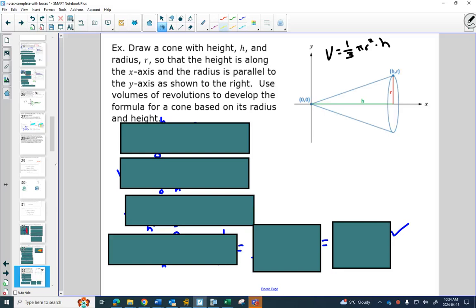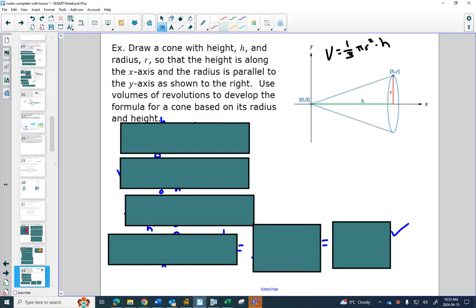So the formula we memorized. Well, let's say you forgot the formula, but you happen to remember your volumes of revolution perfectly. You're like, I can't remember a simple volume formula, but I remember how to do volumes of revolution. What would be the volume of this shape if we go from 0 to h as my height and have just the radius as my y value?